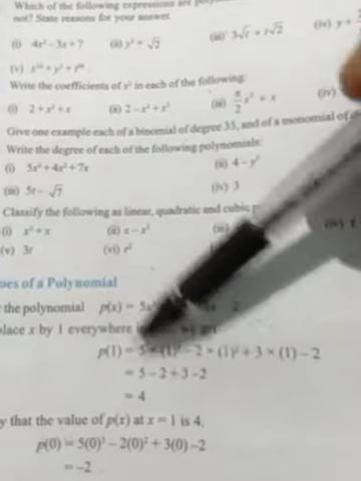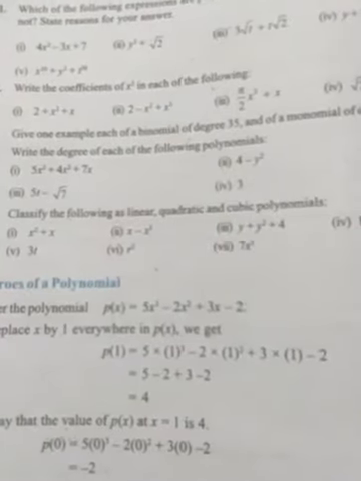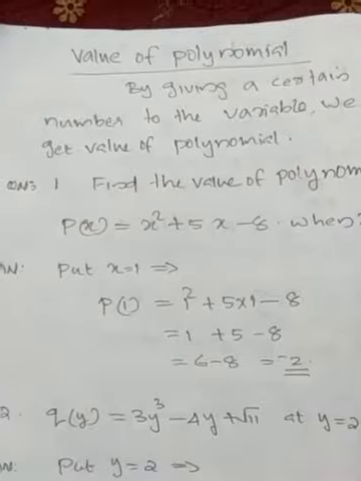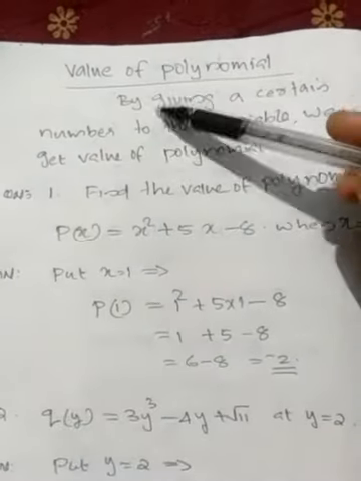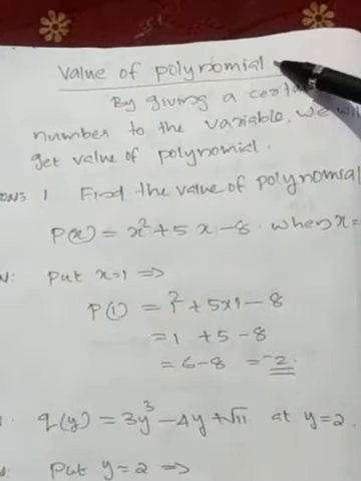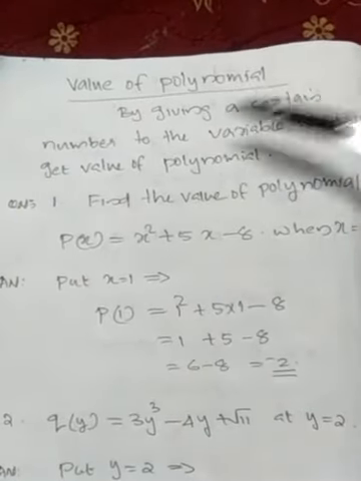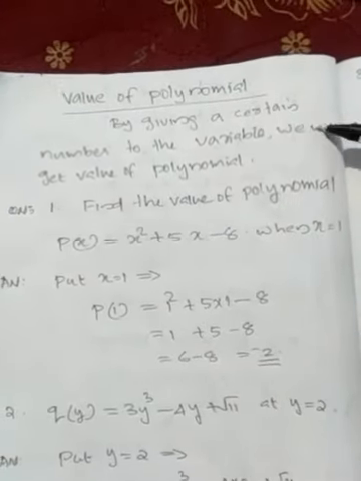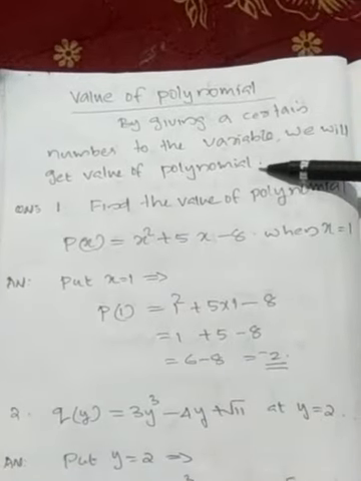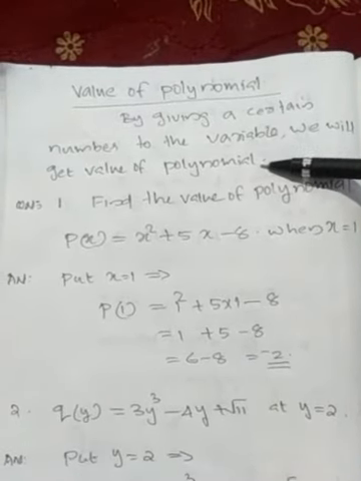Okay, got it? It's very easy to calculate. Students, you just look at the value of the polynomial. By giving a certain number to the variable, we will get the value of the polynomial. We have to look at one more question.